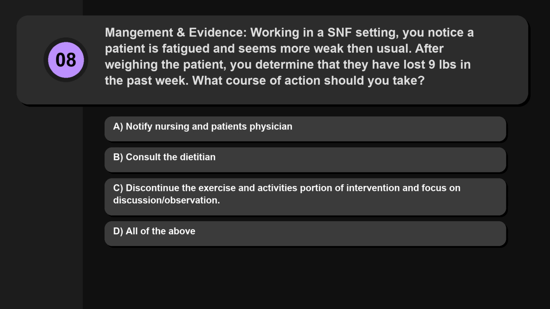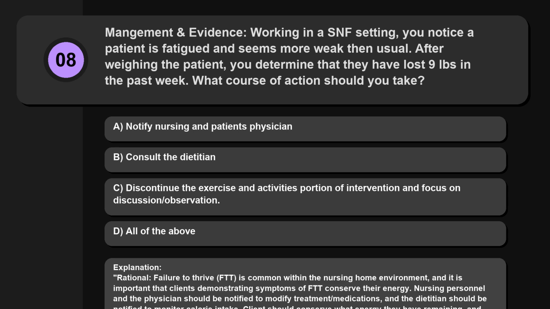Option A, notify nursing and patient's physician. Option B, consult the dietitian. Option C, discontinue the exercise and activities portion of intervention and focus on discussion/observation. Option D, all of the above. The correct answer is option D.